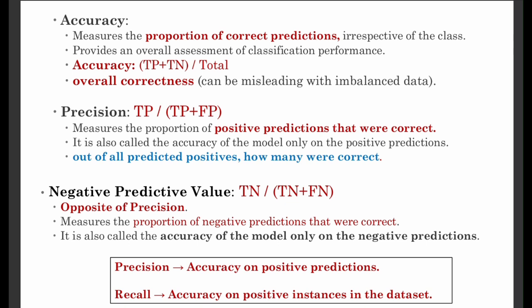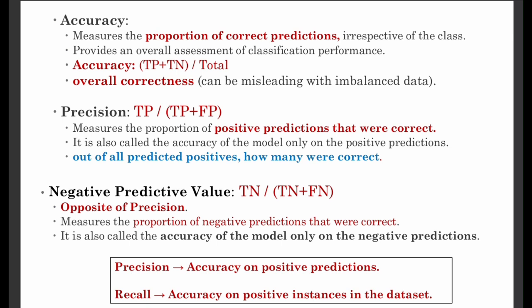Warning: accuracy can be misleading with imbalanced datasets. If 95% of your data is one class, a model that always predicts that class gets 95% accuracy without learning anything useful.